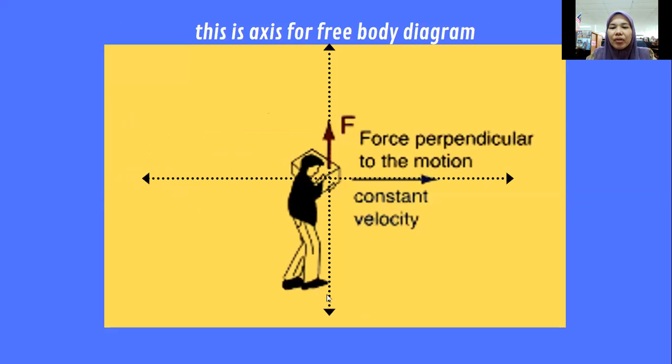What is a free body diagram? A free body diagram represents the x axis and also the y axis. It depends on you; you can use your touchpad and draw your free body diagram. It represents the object itself. In this situation we have a box, with a force acting upward and also a force acting to the right.